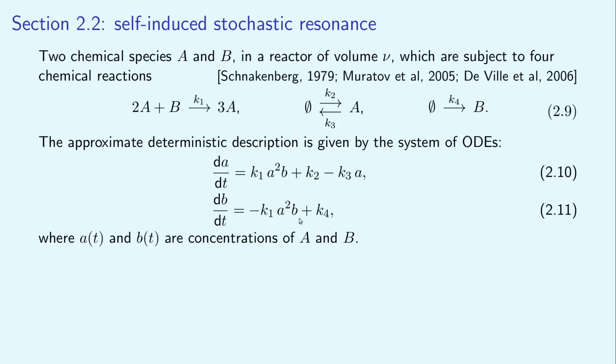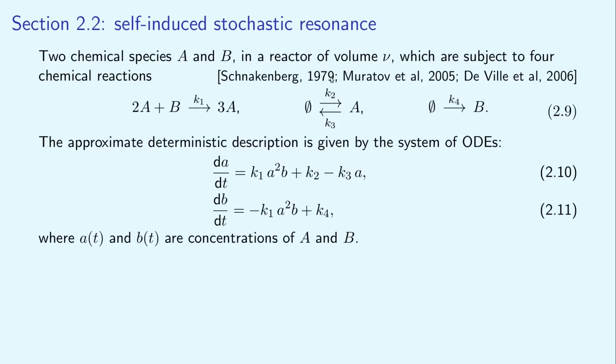It is a plain autonomous system of ODEs with polynomials on the right-hand side. The first reaction produces A and removes B, so it corresponds to this positive term on the right-hand side of the first equation and this negative term on the right-hand side of the second equation.